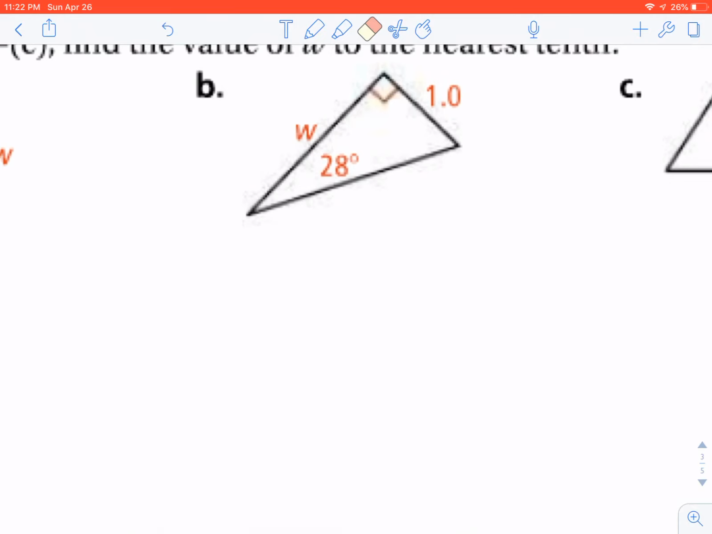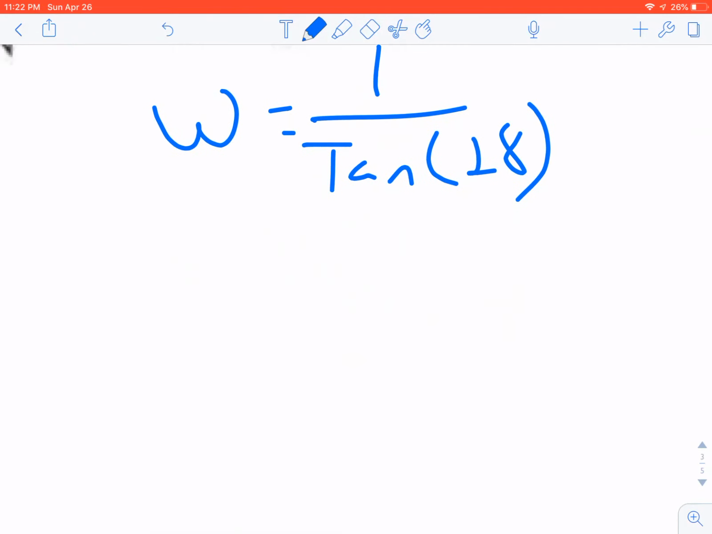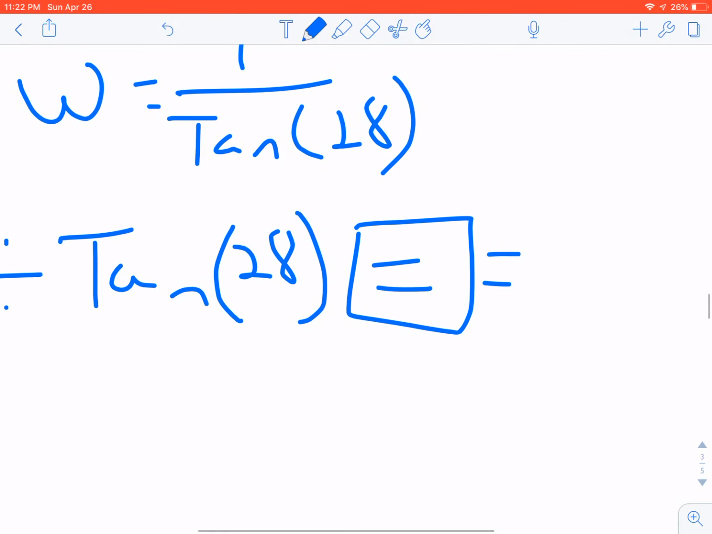Now this one is different. When we were all said and done, we had W equal to 1 over the tangent of 28. That's where we left off from our algebra. So all you need to do is hit the number 1, the division button, hit tangent, put 28, close parentheses, and hit enter, and it should give you 1.8.